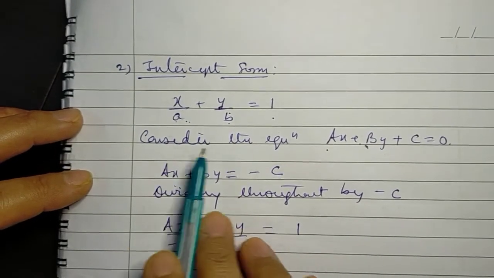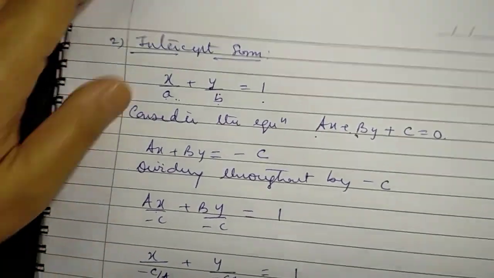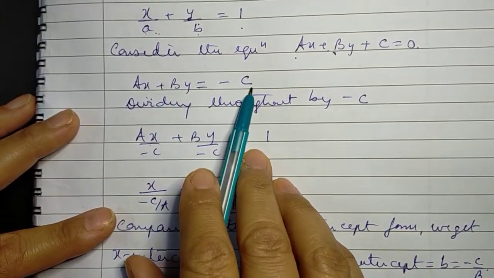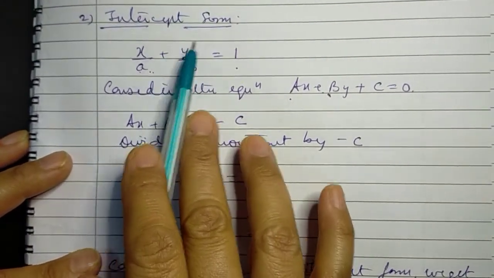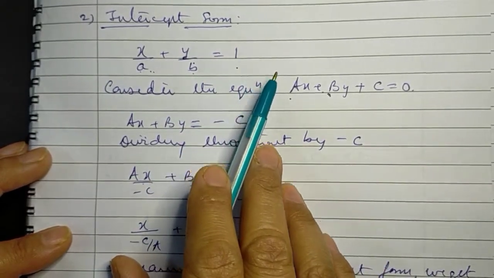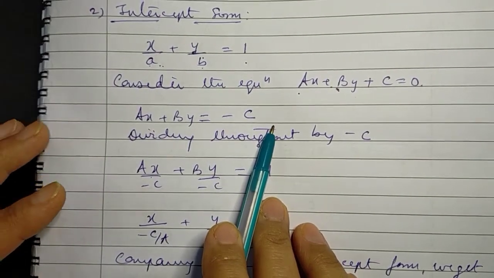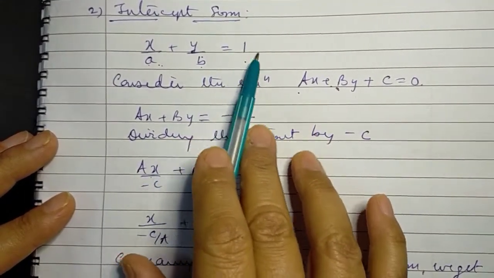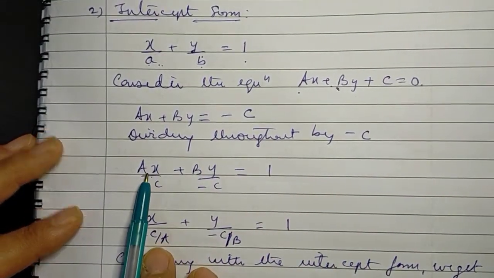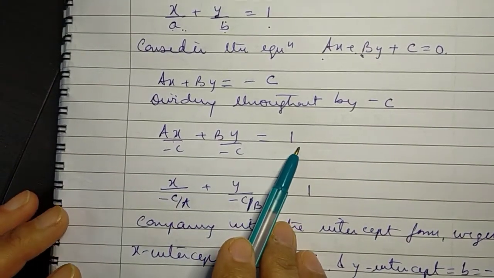So now again, consider the general equation ax plus by plus c equal to 0. Now let's write it as ax plus by equal to minus c. Reason being, in the intercept form also we have only x and y terms on the left side and the constant term is on the right. So we have written it as ax plus by equal to minus c. Now again we want a 1 on the right side. So dividing throughout by minus c, we get ax upon minus c plus by upon minus c equal to 1.